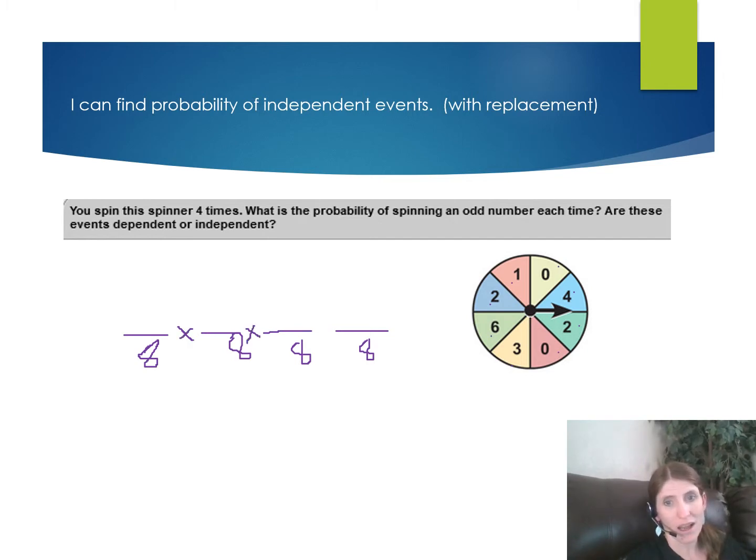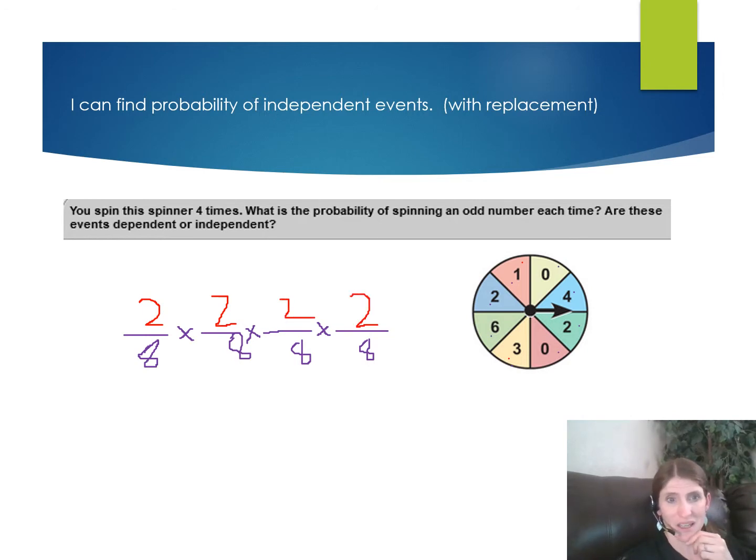So 1, 3. Oh wait, this is not in very good order. So let's see. I'm going to change it to red and do, there's an odd, that's 1. Ooh, 3 is an odd, that's 2. I only see 2 odds. So I'm going to put a 2 on top of each of these. And then once again, multiply and divide.